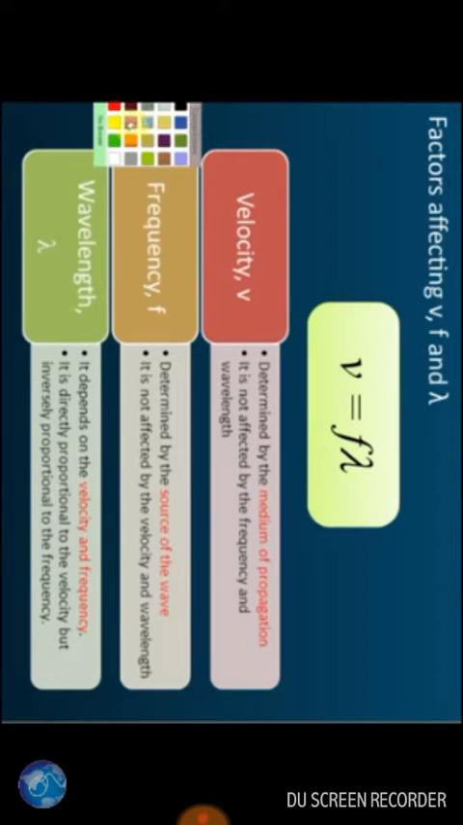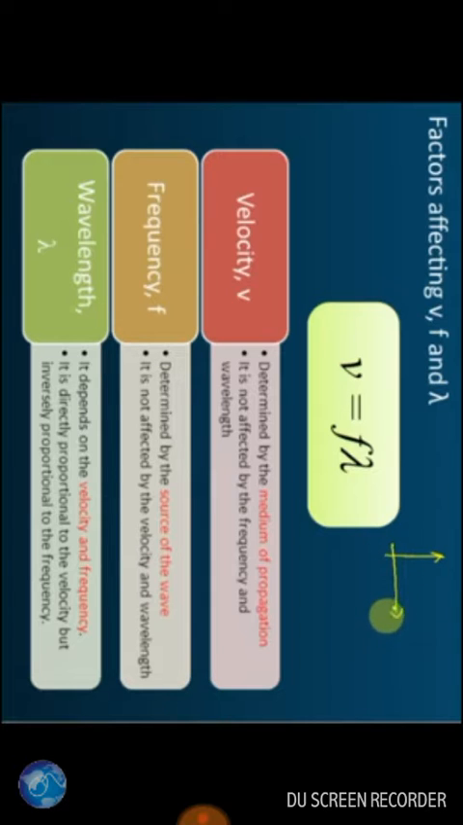Sometimes in exams they will give you the graph and ask which one is the correct graph. They give you frequency against velocity, or frequency against wavelength. They ask you to sketch the graph, or they give you the graph and ask which one is correct.